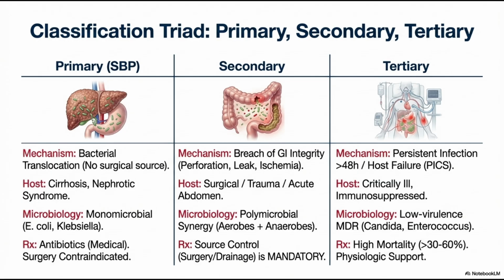The sources mentioned two scoring systems here, the MPI and the WSES. Why do we need scores? They help with reality testing. The Mannheim Peritonitis Index, the MPI, is an intraoperative score. It looks at what the surgeon found. How bad was the soilage? Is it clear fluid or is it fecal peritonitis? It predicts death based on the surgical finding.